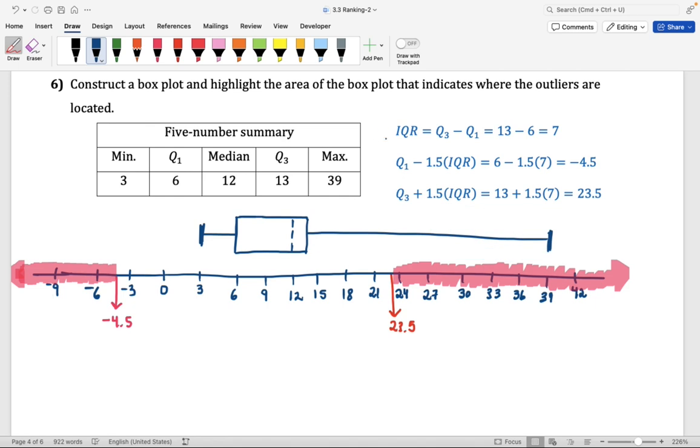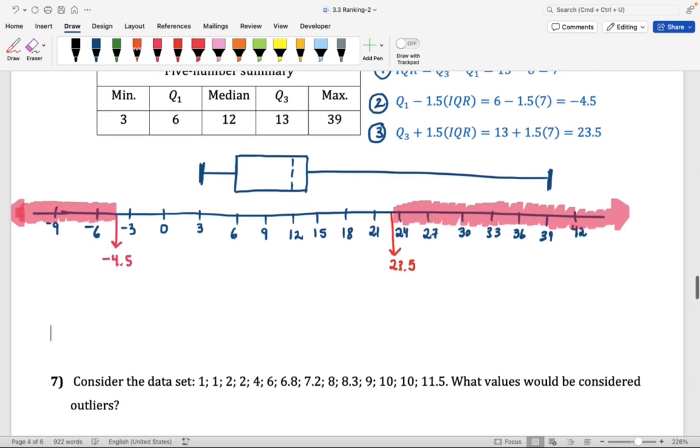So if you're wanting to find outliers using the IQR, you're going to need to compute the IQR. You're going to need to compute Q1 minus 1.5 times the IQR. And you're going to need to compute Q3 plus 1.5 times the IQR. Once you compute these values, you're going to have a lower bound and an upper bound. You're going to say, if I have any x values below Q1 minus 1.5 times the IQR, or if I have any x values or data values above Q3 plus 1.5 times the IQR, then those are considered to be outliers.